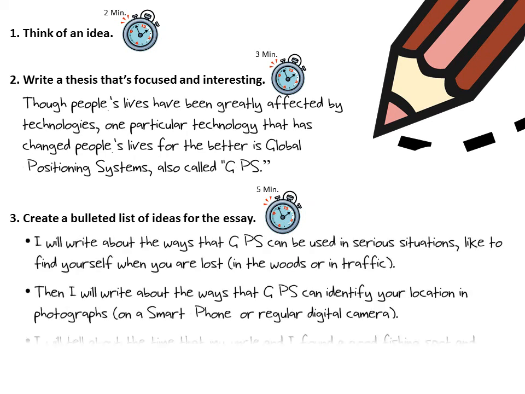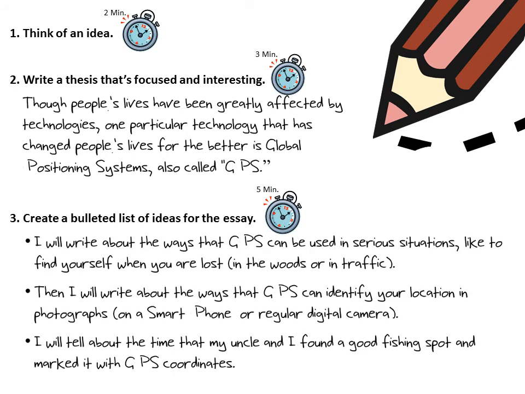The writer explains, I will write about the ways that GPS can be used in serious situations, like to find yourself when you are lost in the woods or in traffic. Then, I will write about the ways that GPS can identify your location in photographs, on a smartphone or regular digital camera. And finally, I will tell about the time that my uncle and I found a good fishing spot and marked it with GPS coordinates. It looks like this writer's made a pretty good start for his paper.